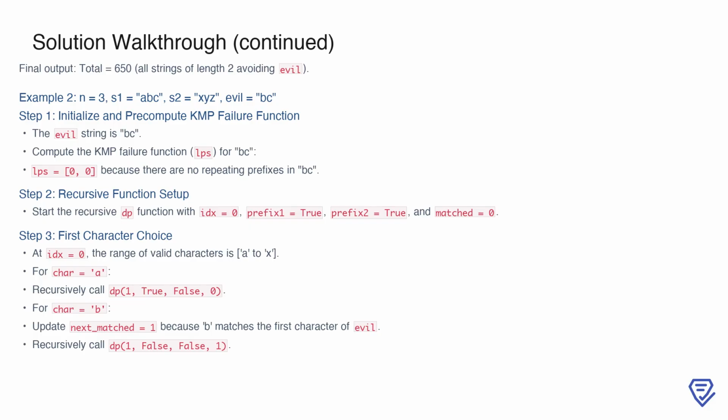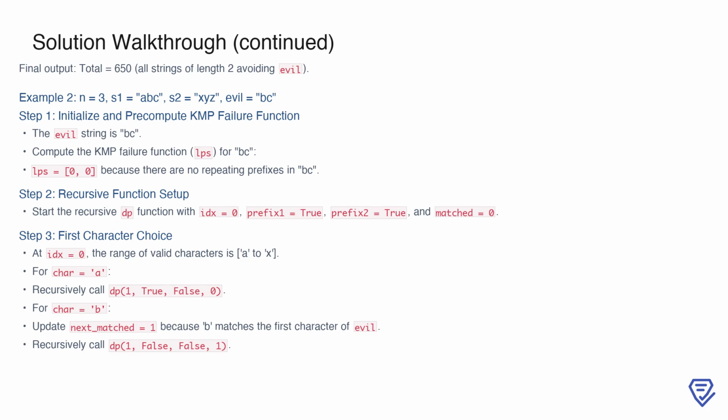The recursive dp function is again initialized with idx equals 0, prefix1 equals true, prefix2 equals true, and matched equals 0. At this first position, the range of valid characters is a to x, because we're constrained by the bounds of s1 and s2. For char equals a, we recursively call dp(1, true, false, 0), since this still respects the lower bound of s1, but no longer fits within the upper bound of s2.